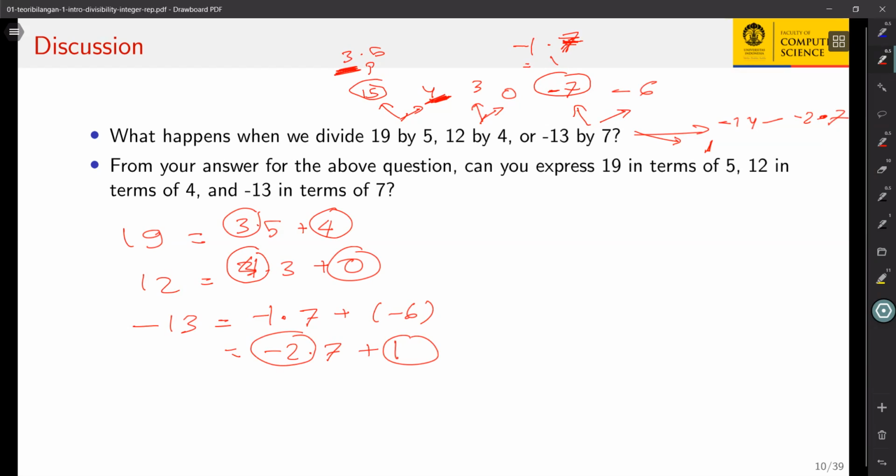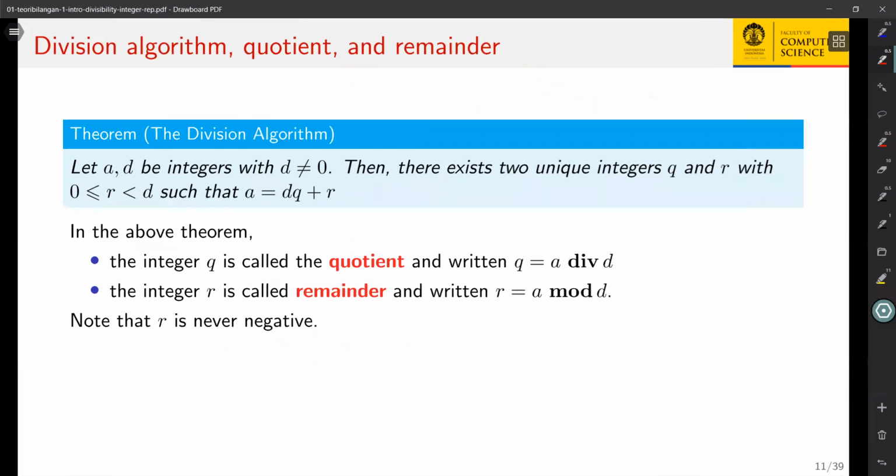So 3 is what we call the quotient, and 4 is what we call the remainder. Similarly, when you divide 12 by 3, you get 4 as the quotient and 0 as the remainder. And of course, with minus 13 divided by 7, you get minus 2 as the quotient and 1 as the remainder, right?